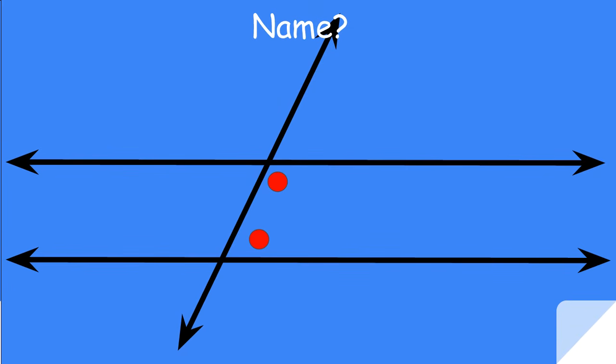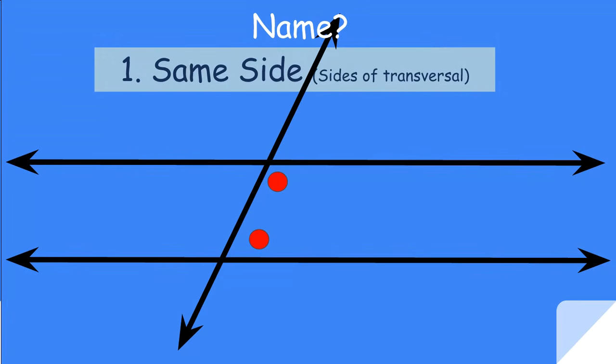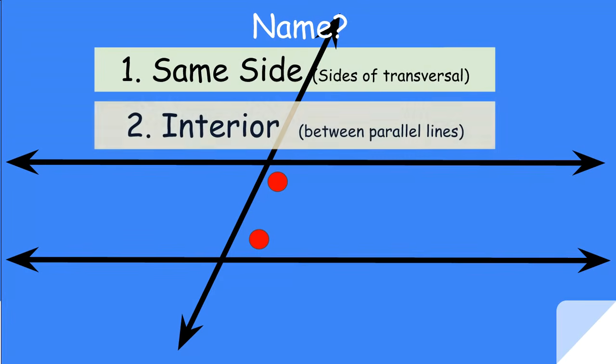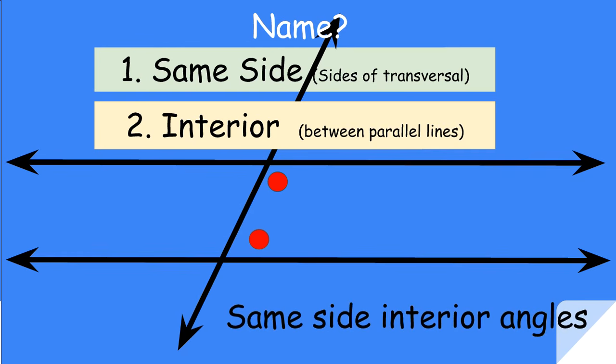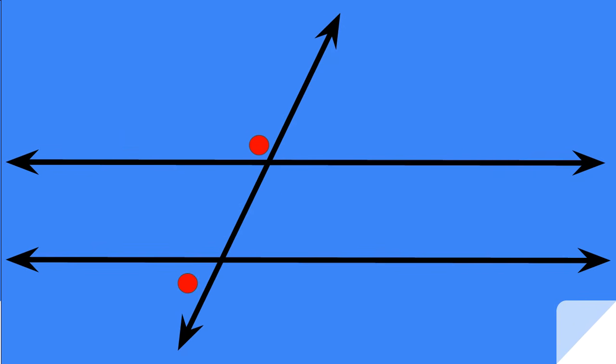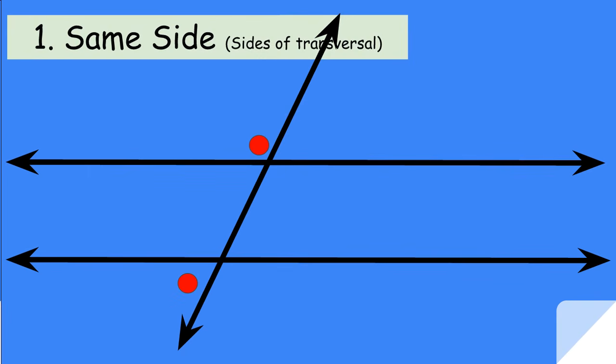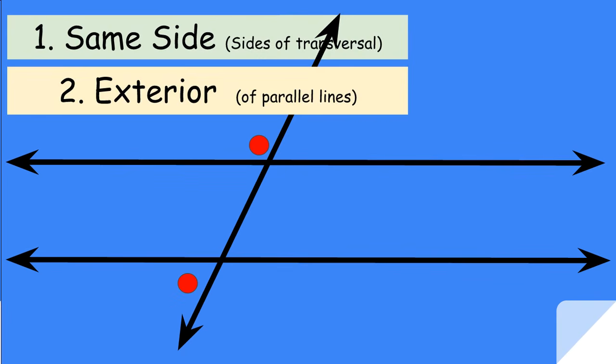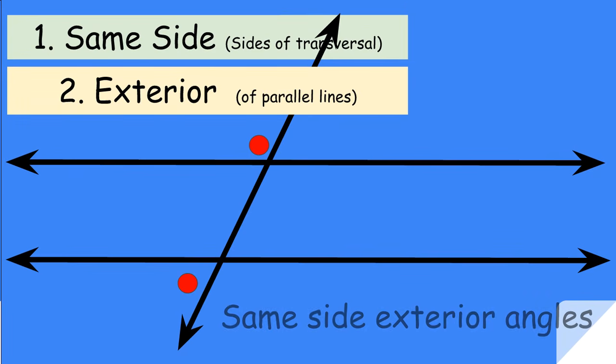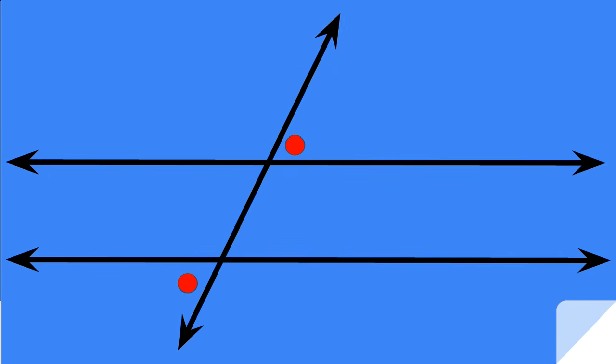What about these angles? They're on the same side of the transversal, and they're on the interior of the parallel lines. So they're called same side interior angles. These angles are on the same side of the transversal, but they're on the exterior or outside of the parallel lines. So they're called same side exterior angles.